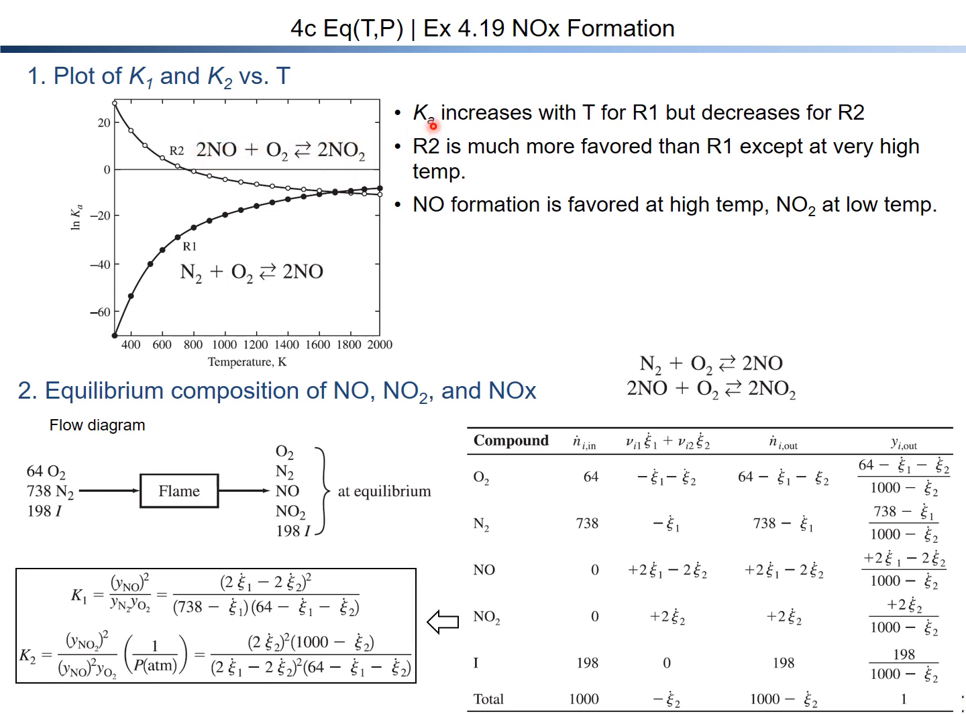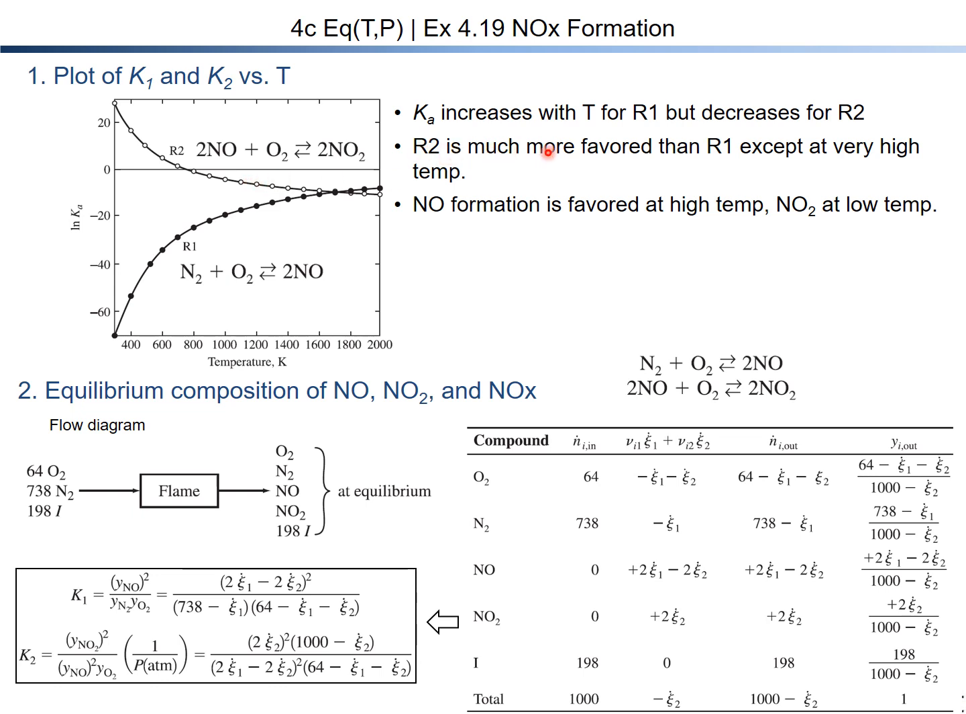The equilibrium constant of activity increases with temperature for reaction 1, because this is an endothermic reaction. However, the Ka values decrease with increasing temperature for reaction 2, because this is an exothermic reaction.